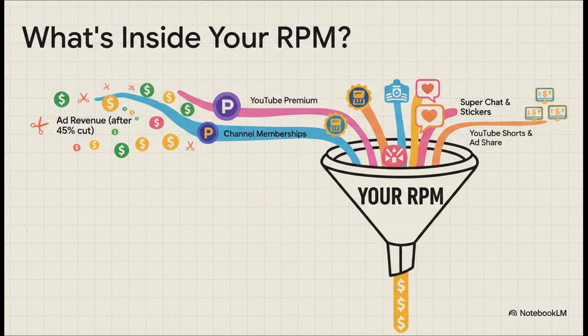Just look at this. It pulls everything together. It's not just about ads. It includes your revenue from YouTube Premium, from channel memberships, those super chats and super stickers from your live streams. All of it gets bundled in. And this is so important, it's calculated after YouTube takes its 45% cut from the ad revenue.